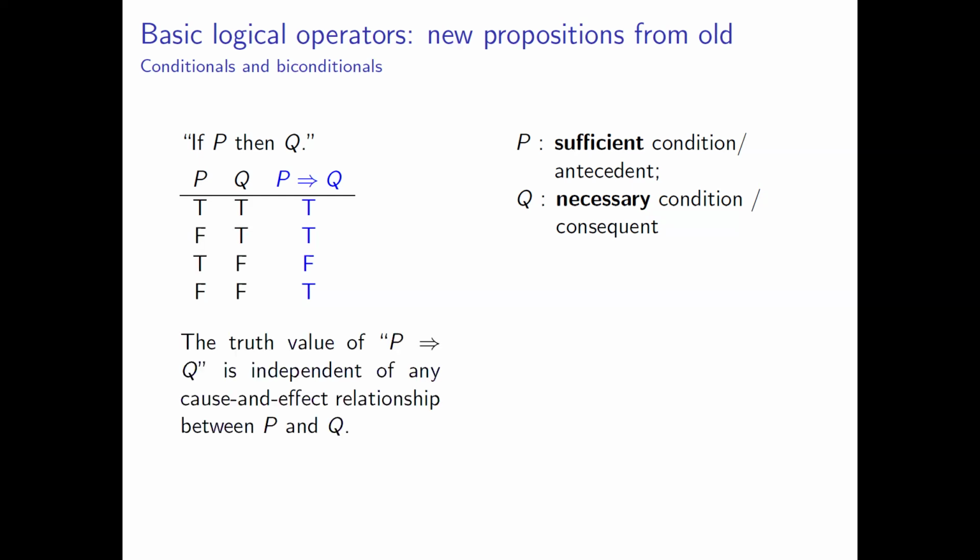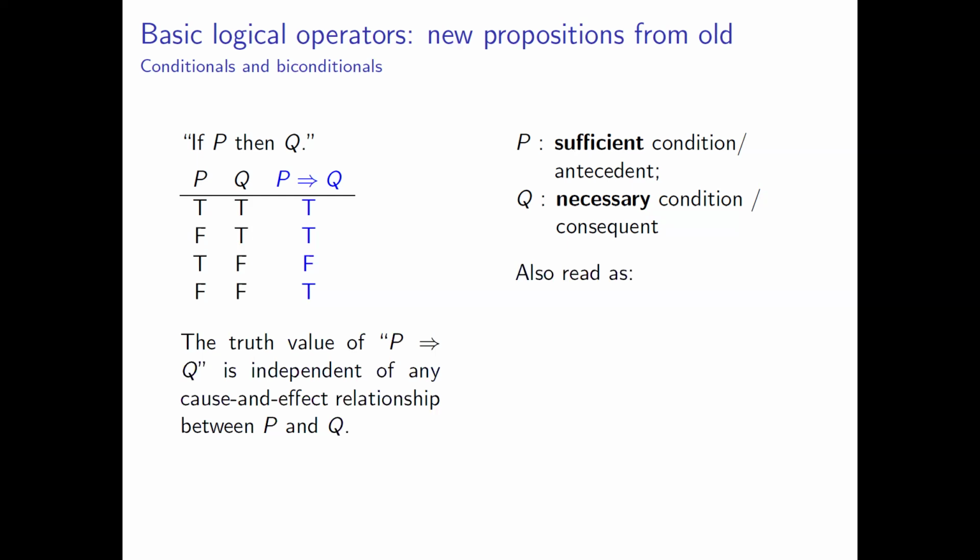Note that the truth value of a conditional statement is independent of any material cause and effect relationship between the sufficient condition P and the necessary condition Q. Instead, its truth value depends purely on the combination of truth values of the statements P and Q as described by its truth table.